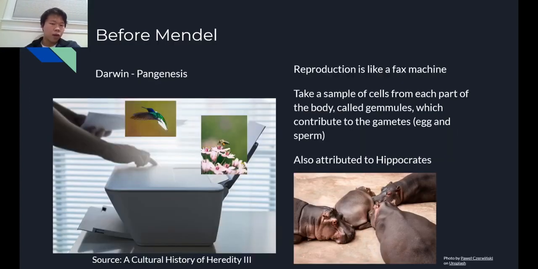And another theory that we had was pangenesis. Now, this is a little bit hard to understand, but you can almost think of it like a fax machine. What happens is in the gonads, they used to think that they would take a snapshot of every single part of the cell in your body, we'll call those gemmules, and then those contribute to the gametes. And then after that, they fuse together. Now, this also is a really old theory that even Hippocrates was one of the first people to propose this idea, but shortly you'll see why this doesn't work.